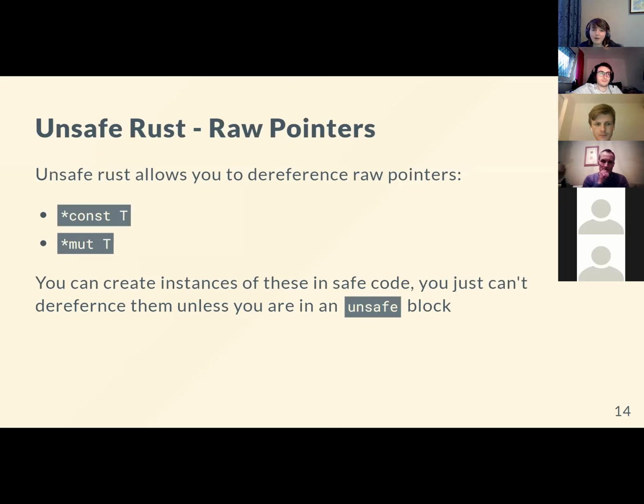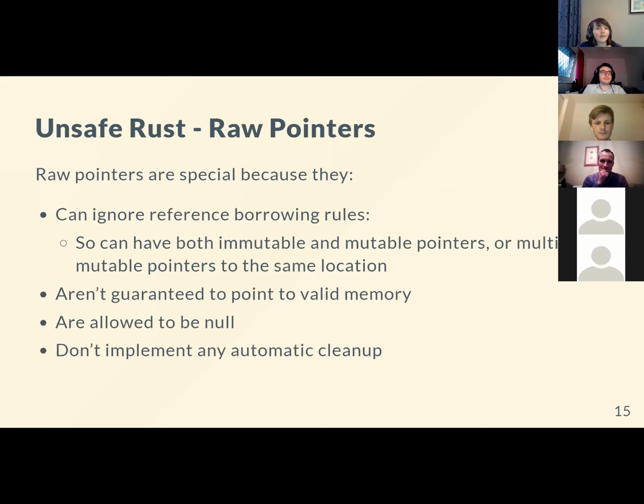It's the dereferencing of the raw pointers that's the problem. Creating raw pointers is fine, there's nothing that can go wrong there. But if you dereference a raw pointer, there is an assumption that that pointer is correct. They're special because you can ignore reference borrowing rules, so you can have both immutable and mutable pointers or multiple mutable pointers to the same location. And this is something that you can't have with the usual borrow checker rules with references.